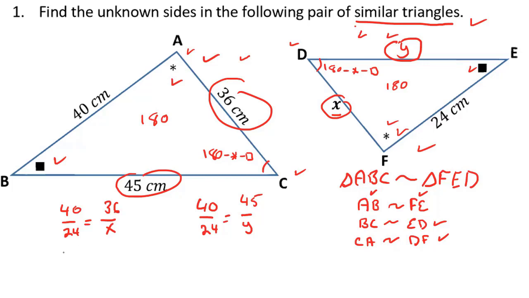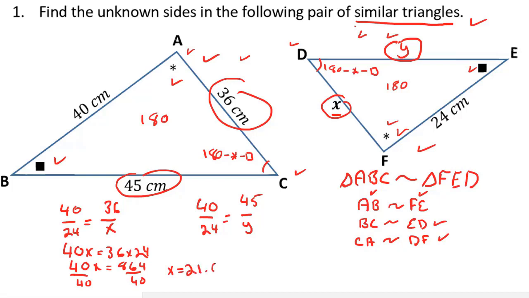So what we're going to do first is cross multiply, and we're going to get 40x equals 36 times 24. 36 times 24 is 864, so let's write that down. So we end up getting 40x equals 864. And now all we have to do is divide both sides by 40 to solve for x. And when we do that, we'll get x equals 21.6.